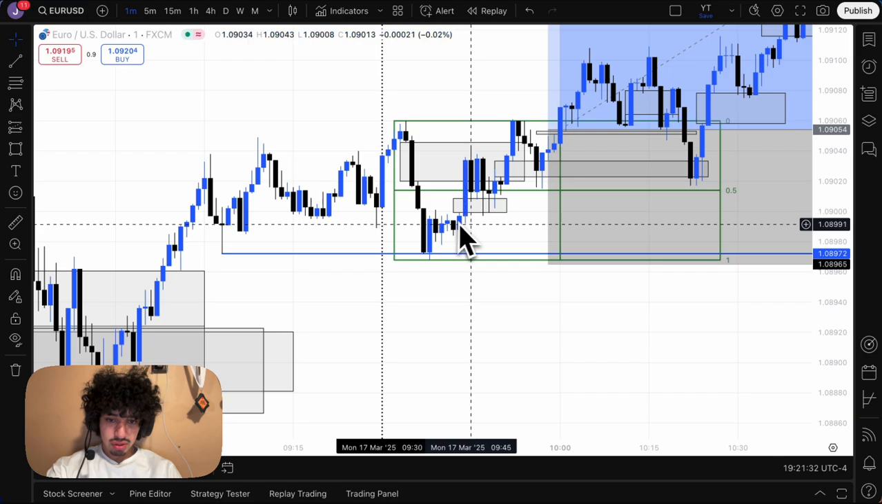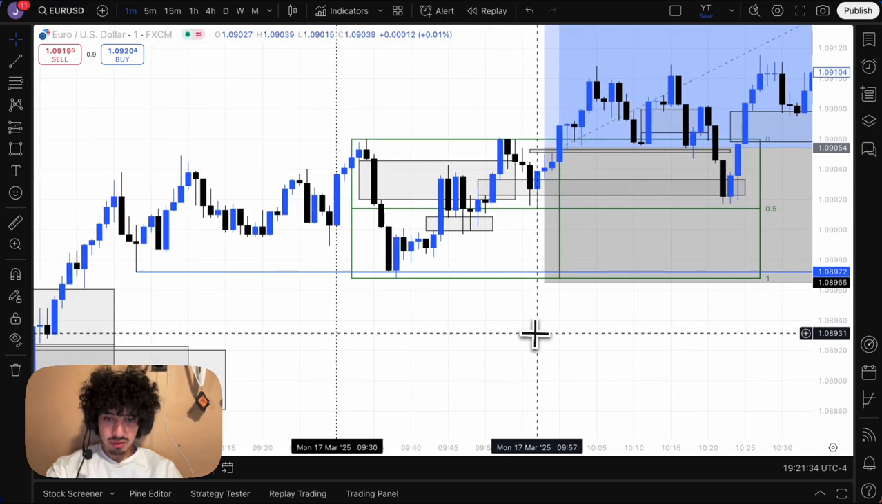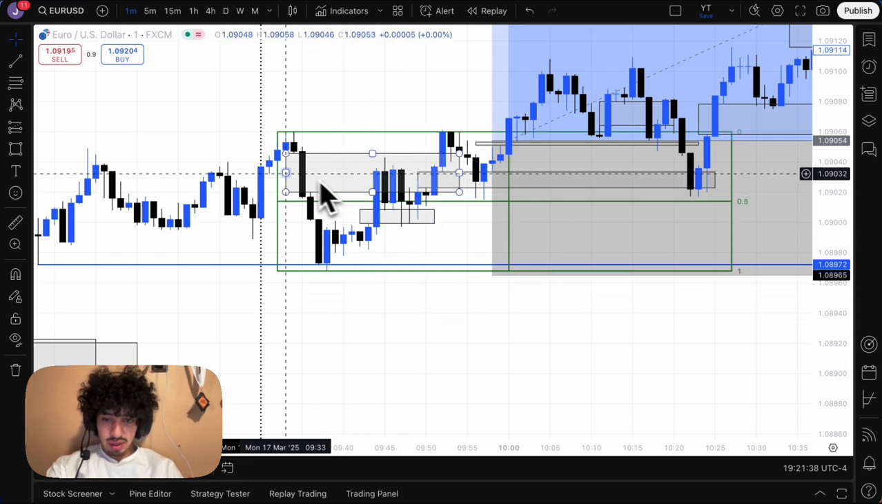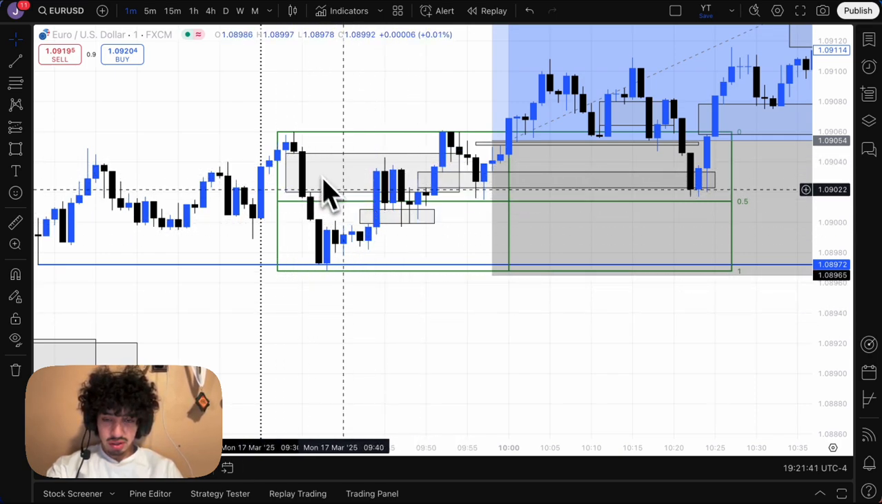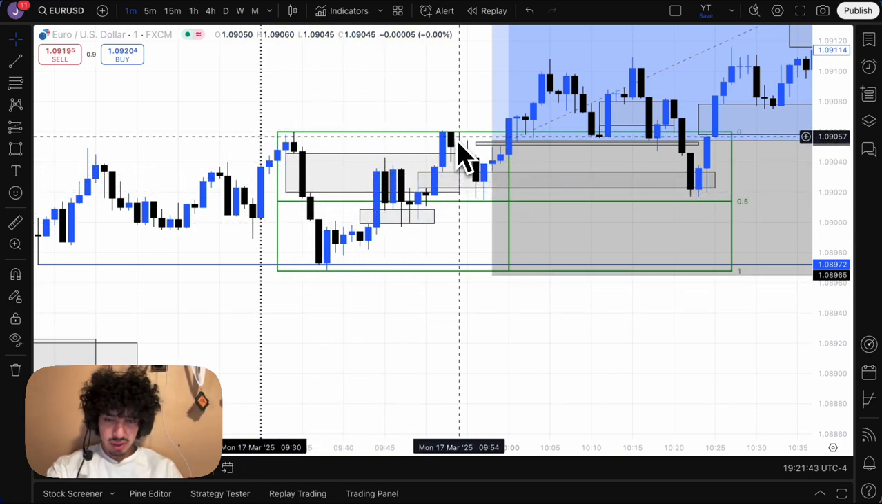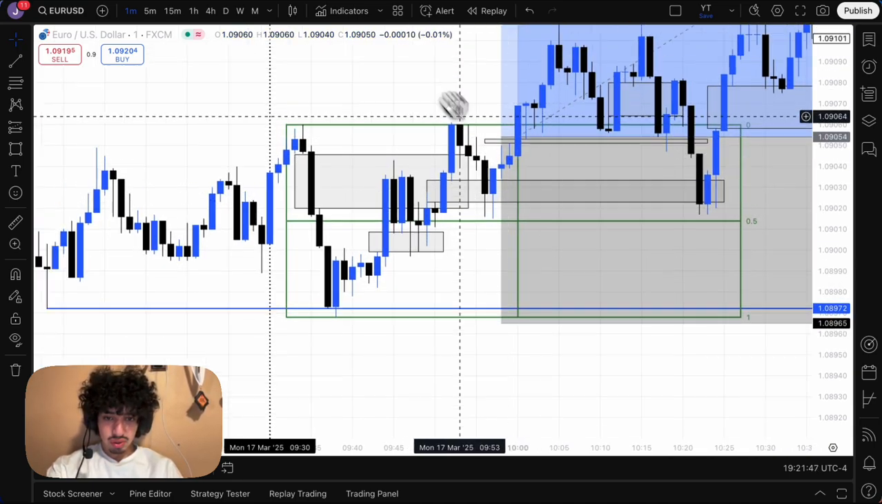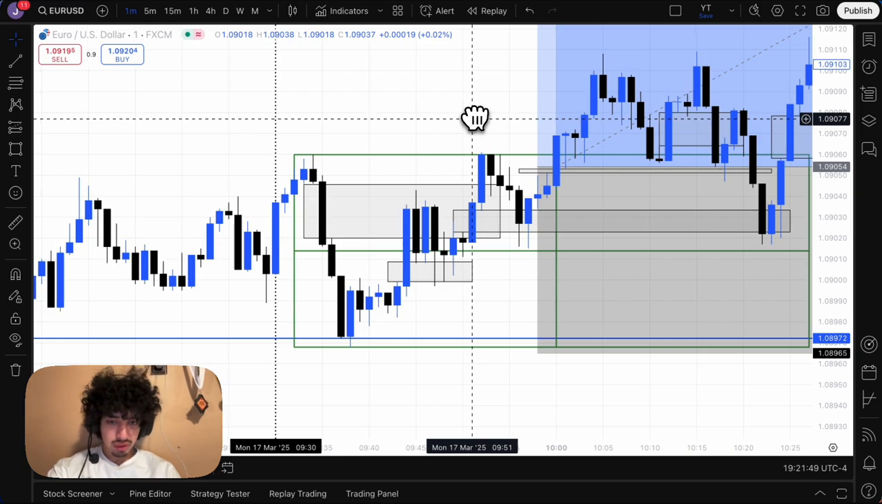We have our breaker structure to the upside, and then we have an order block right here that gets respected. Then we have this bearish order block right here that gets disrespected. So that's good for us, right? Basically going 2 for 2, or however you say it.